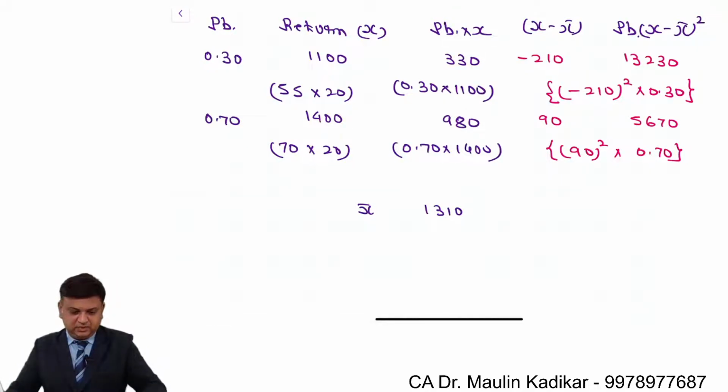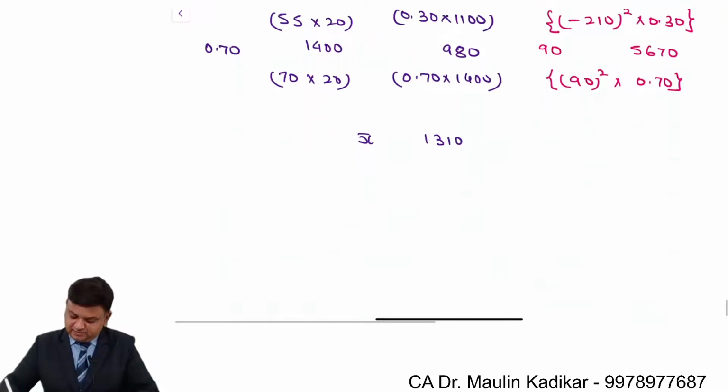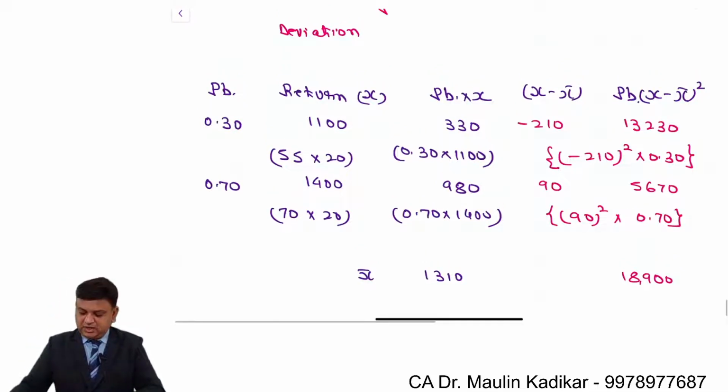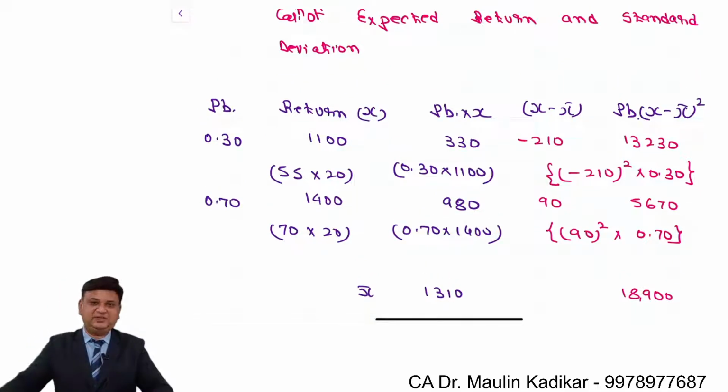Total of both of them is 18,900. And this is what we understand is the variance. Under root of the same will be standard deviation.